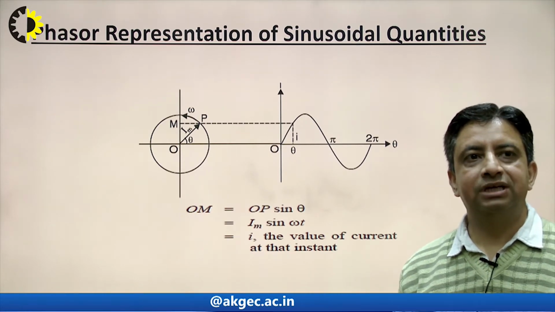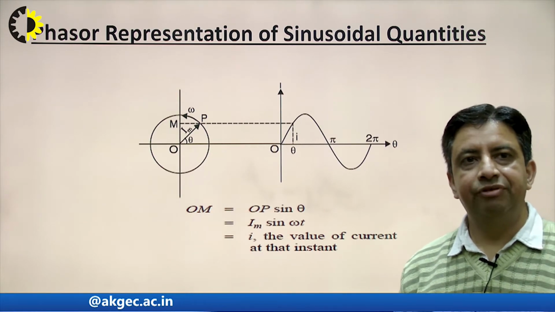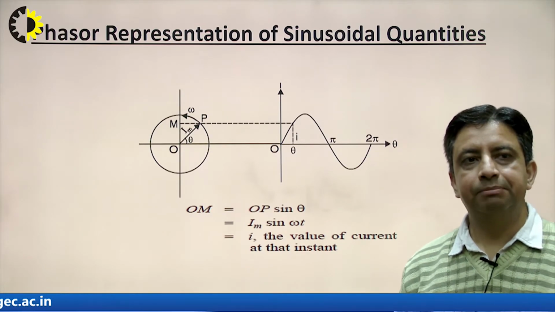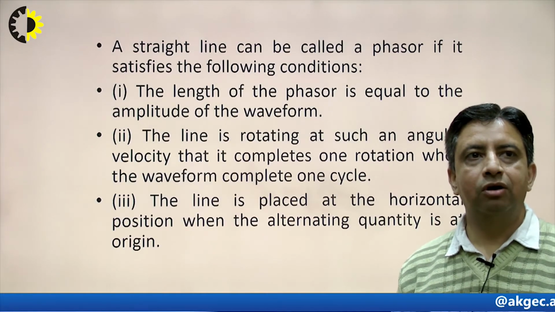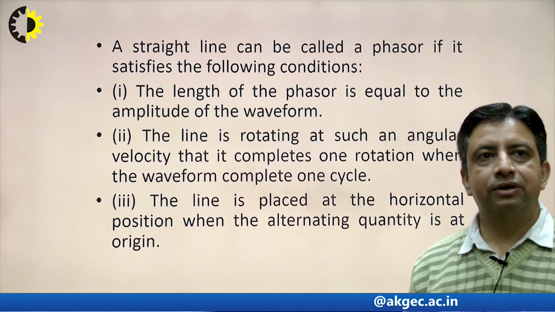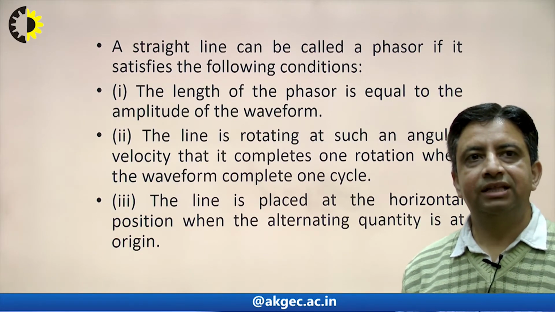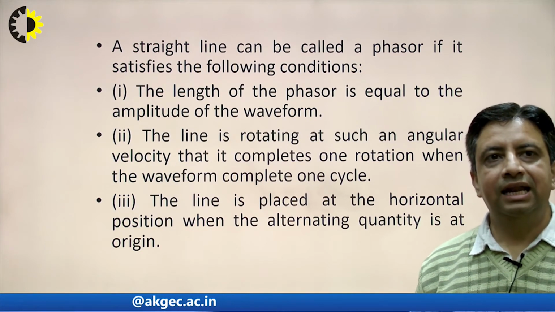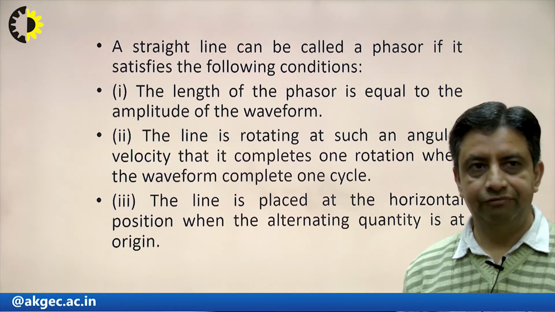We have a certain set of conditions that should be satisfied if we want to represent this alternating quantity by this simple line of definite length. First I will cover all these three necessary conditions. A straight line can be called a phasor if it satisfies the following conditions. The first condition is that the length of the phasor is equal to the amplitude of the waveform.